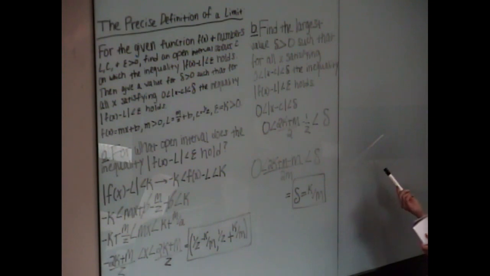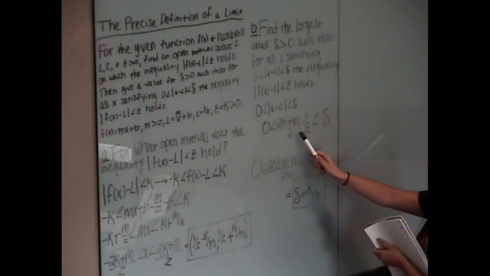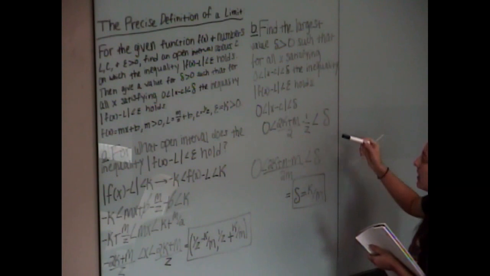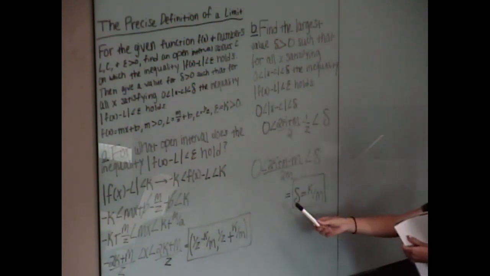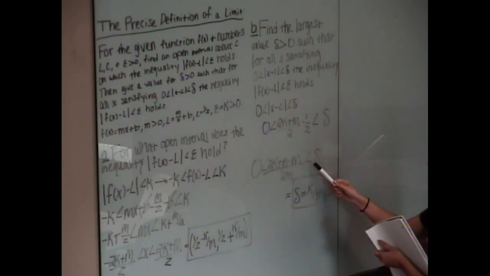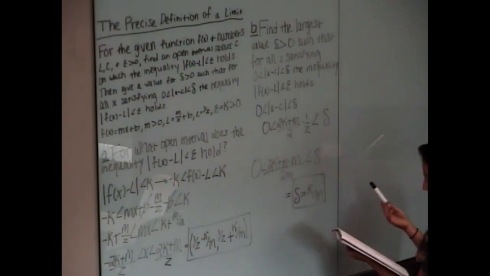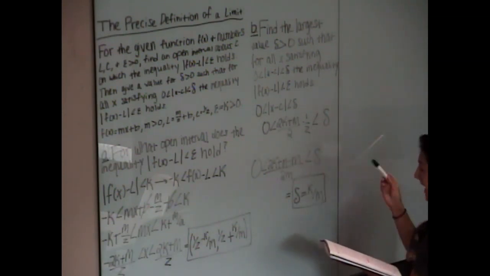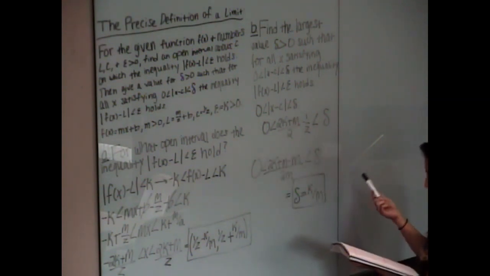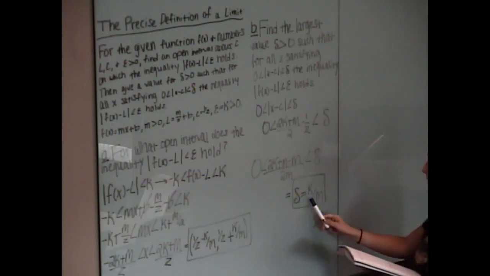So now we just simply plug and chug. We have 0 is less than 2k plus m over 2m, minus 1/2 is less than delta. We can simplify this to be written as 0 is less than 2k plus m minus m over 2m is less than delta. And we simplify this part to be written as 0 is less than k over m is less than delta. And we find that delta equals k over m.